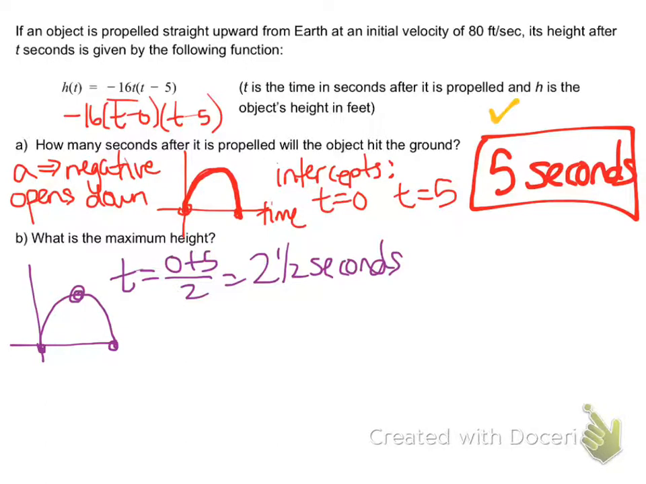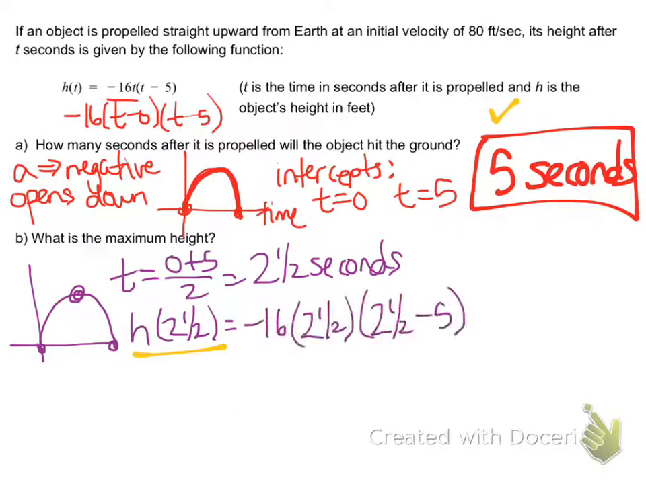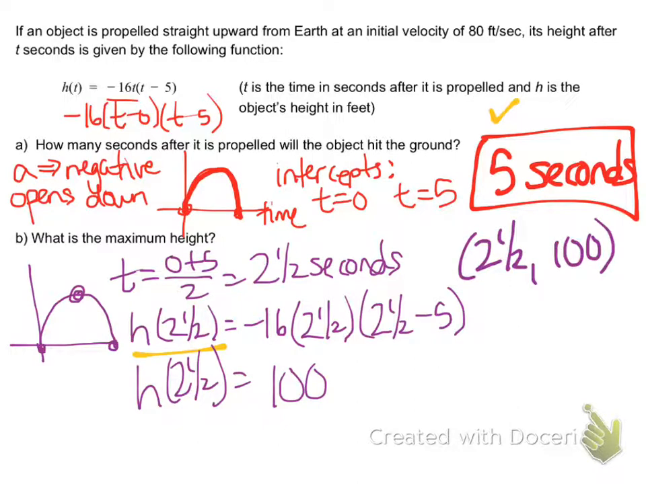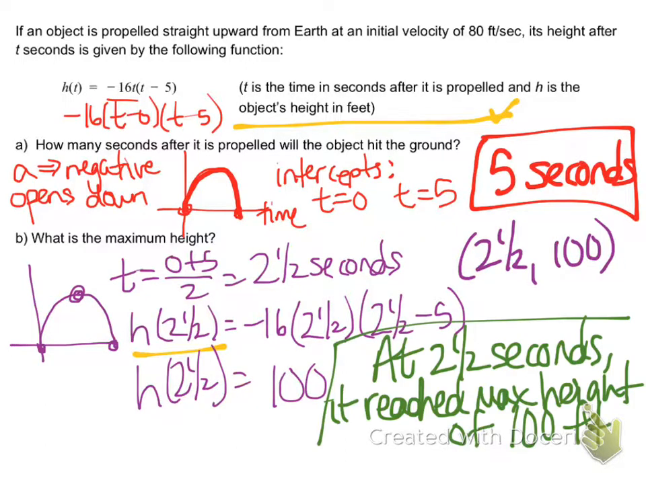Now if we take that and plug it back in, we're going to find the height at 2.5 seconds. And we just plug that into the original equation and simplify that, and we get 100. So my vertex is (2.5, 100). And so again, it's a matter of being able to use this information and interpret what that means. And that means at 2.5 seconds, it reaches a maximum height of 100 feet, according to these labels.